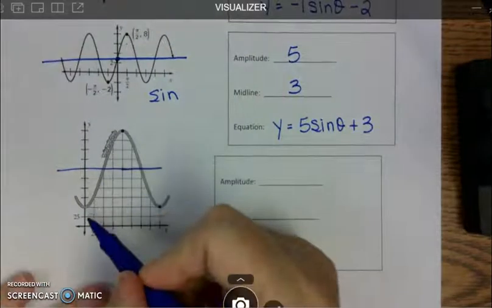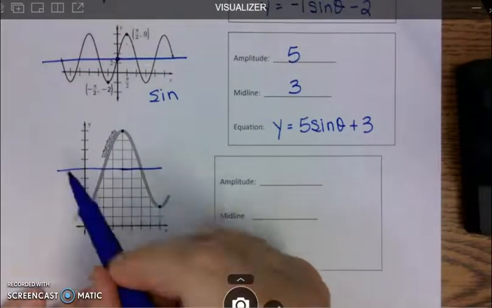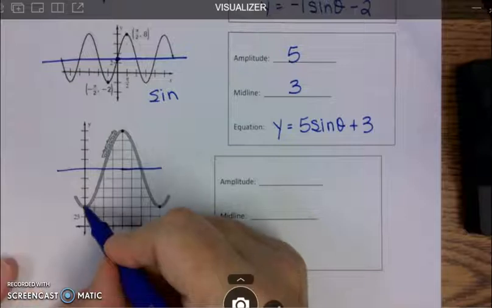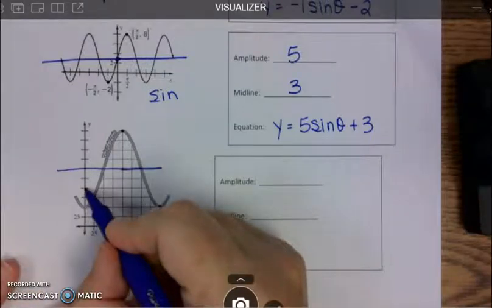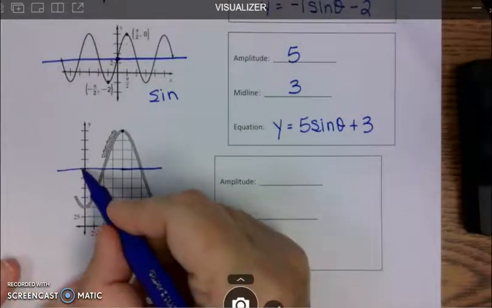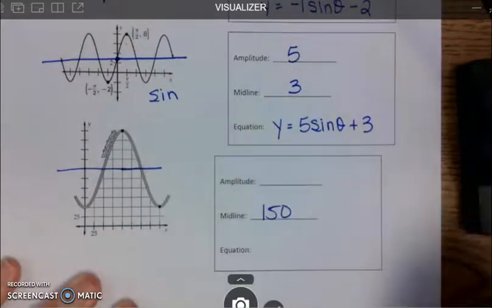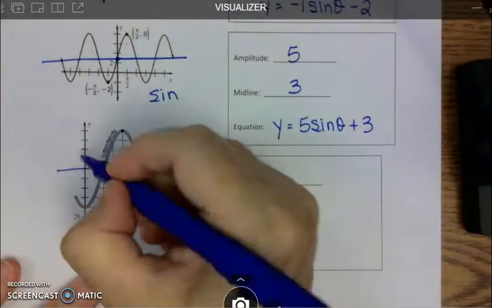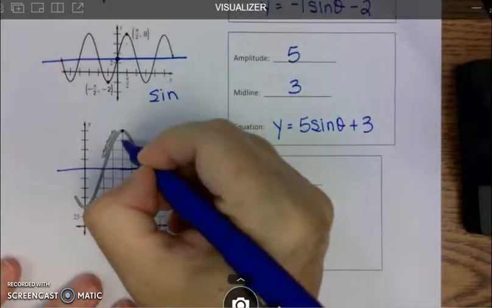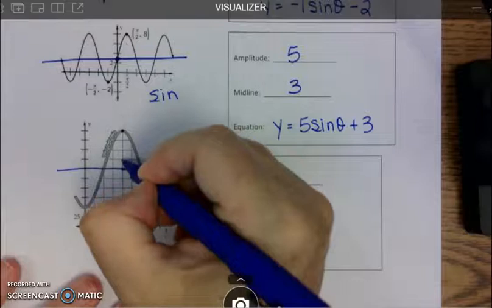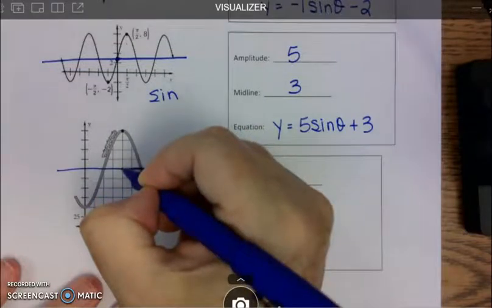Now we want to be careful. Each line goes by 25 here. So 25, 50, 75, 100, 125, 150. So my midline's at 150. Ooh, big number. So ready? 25, 50, 75, 100.